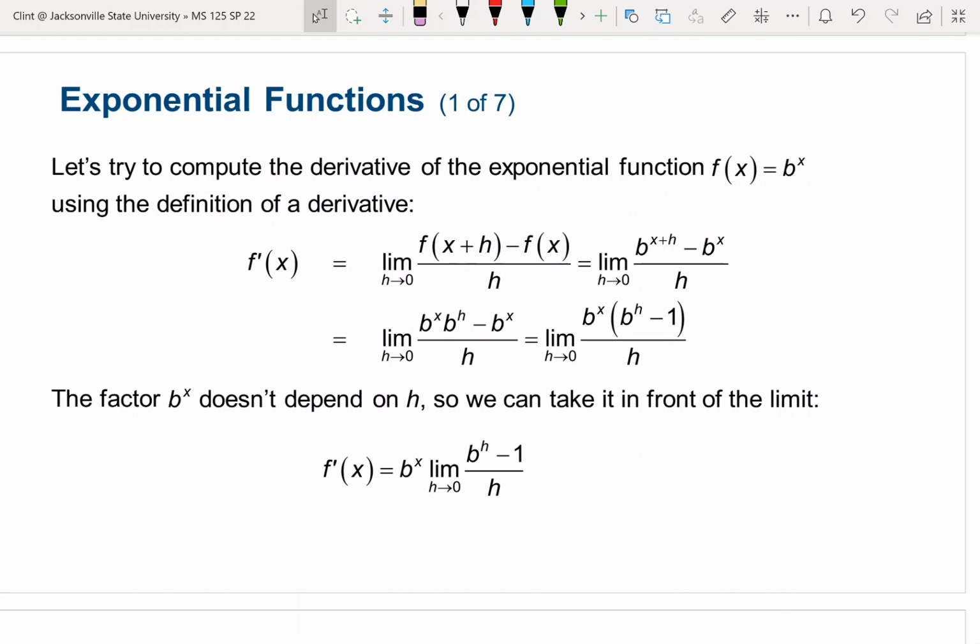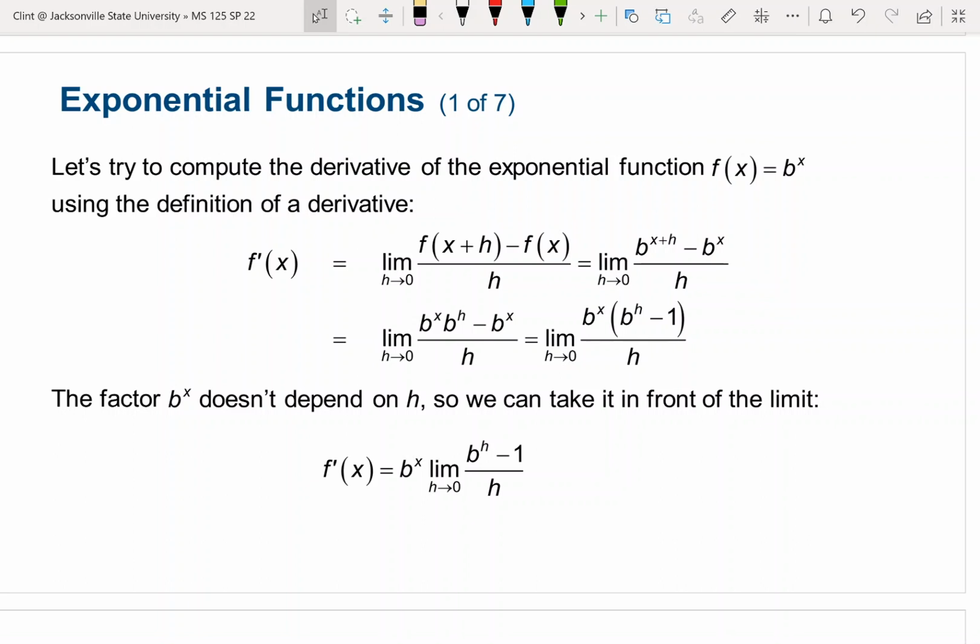You can use the exponent rules of exponentials here. We usually use it the other way around, that if we're multiplying two terms, we add the exponents. You can use that in reverse. We get b to the x times b to the h is the same thing as b to the x plus h. And then we get a factor of b to the x that we can factor out.